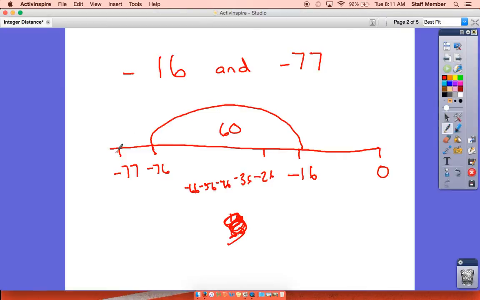Now we have to go to negative 77. That's just one more. So how far apart are negative 16 and negative 77? Well, it's 60 to get to here, and it's 1 to get to here, so that would be 61 apart. Now notice these are negative numbers, but I'm not saying it's negative 61 apart. Whenever you're doing distances on a number line, it's always displayed as a positive amount. So there's 61 apart.